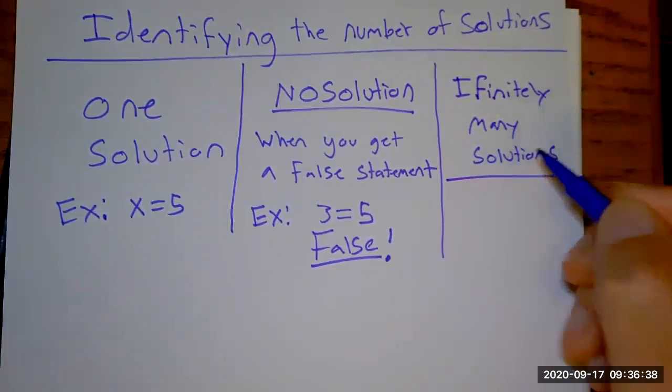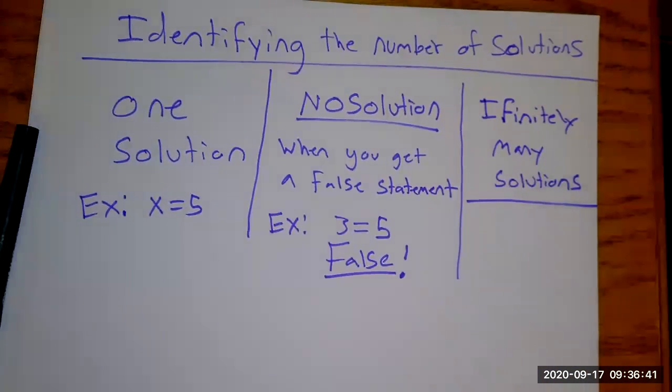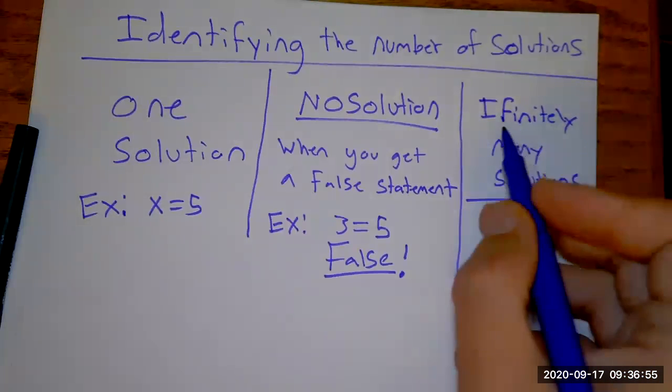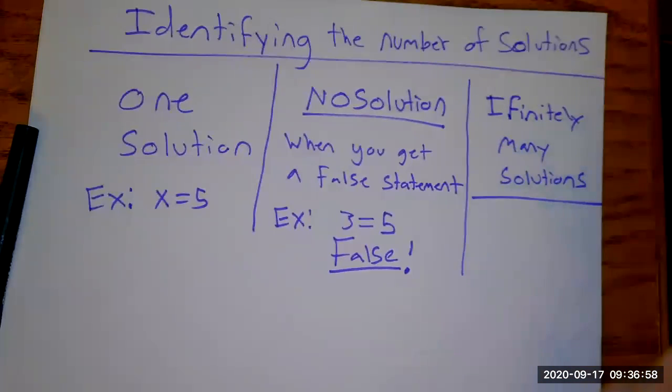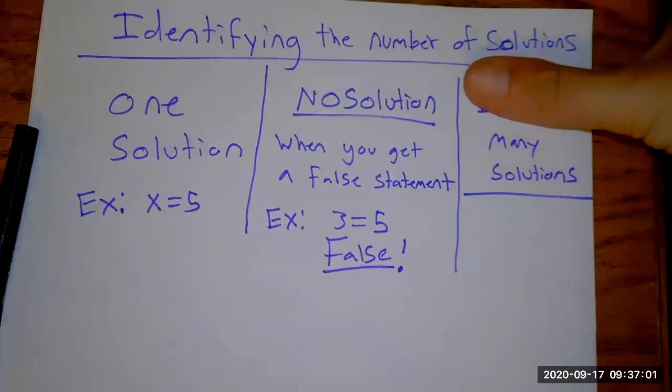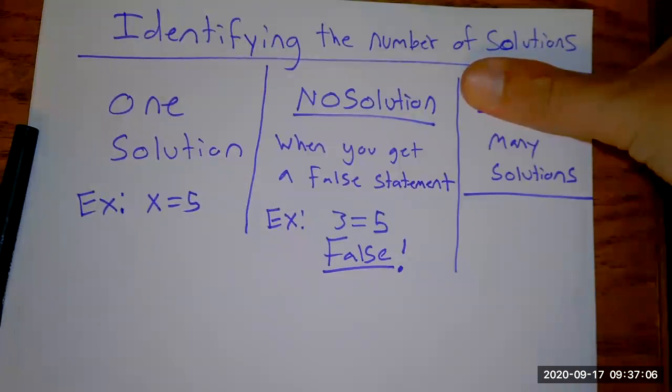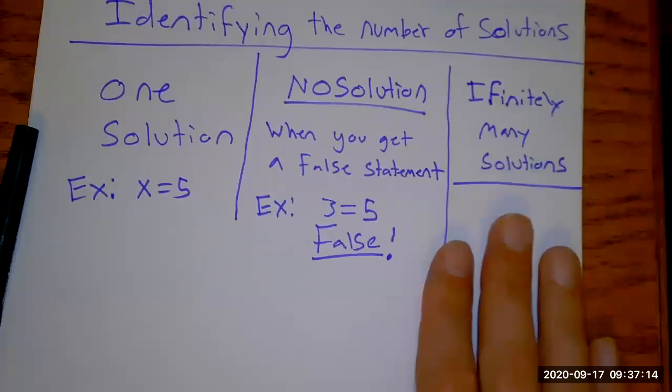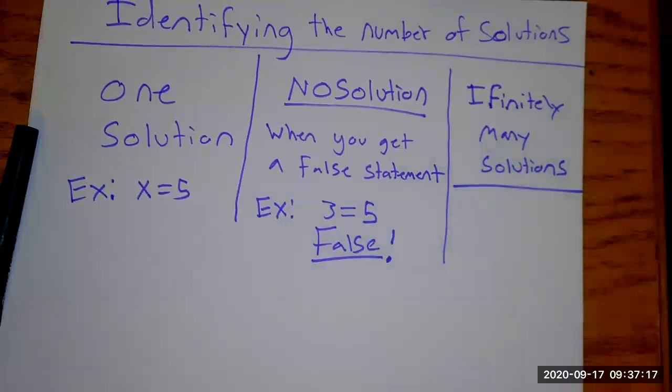So infinitely many solutions. Can you guys go ahead and in chat tell me, does anybody know what infinite means? What's infinity? Have you guys ever heard of that word before? Yeah, forever. It's kind of silly that we write infinitely many solutions. It never stops. It's not a number, it's an idea. It's like if you try to think of the biggest number that you can ever think of and then add one to it. So infinitely many solutions just means all solutions work.